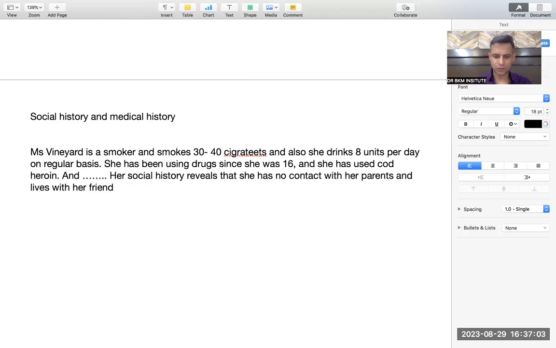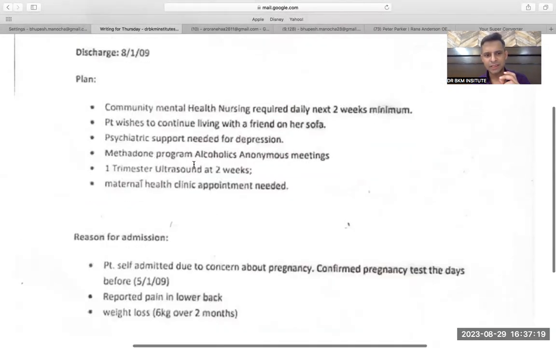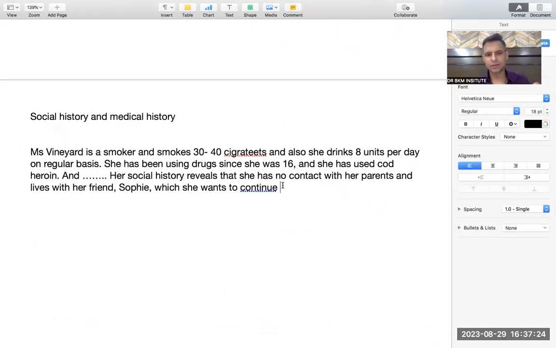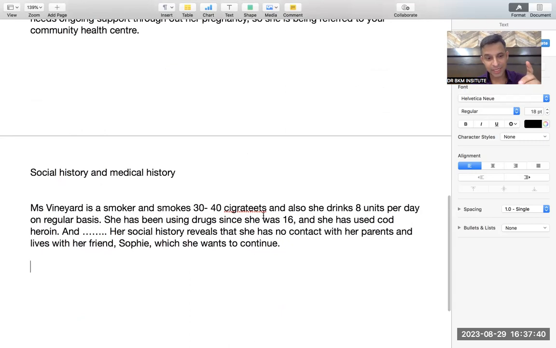Yes, her friend Sophie, which she wants to continue. So there was a line in the plan that she wants to continue staying with her friend, and I'm mixing things up because I want to make my letter easy. So I've written it over here. She wants to continue the same thing. One of the points I have mentioned over here. This is how the second paragraph is all done, so you don't have to worry. It is that simple: you have written about purpose, you have written about social history and medical history.